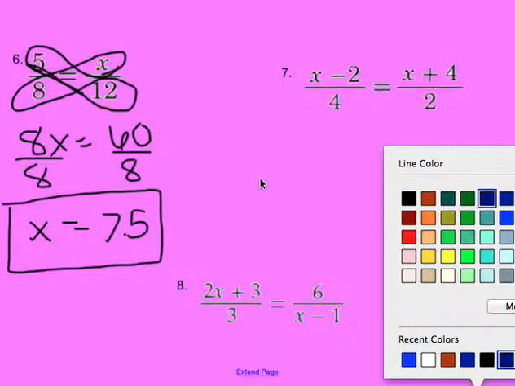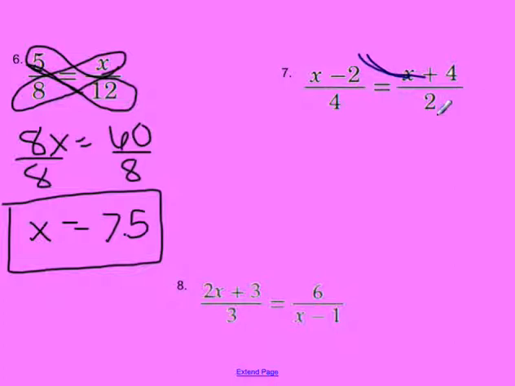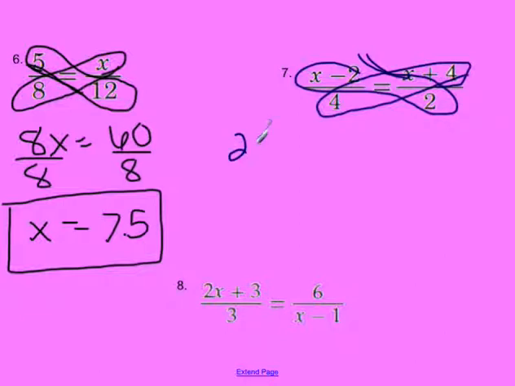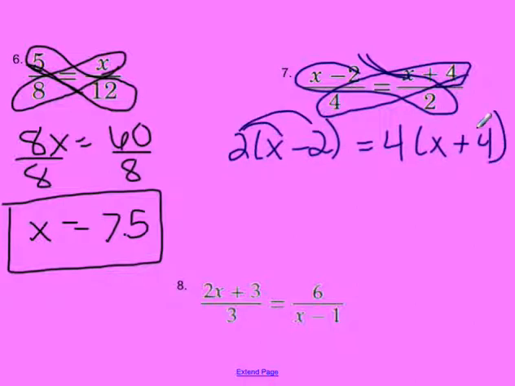So for number 7, again, we're going to cross multiply. We're going to take 2 times x minus 2 and 4 times x plus 4. So we have 2 times x minus 2. Notice that I put it in parentheses because I'm going to have to distribute that 2. 4 times x plus 4. Again, I'm going to distribute this 2, and I'm going to distribute that 4.